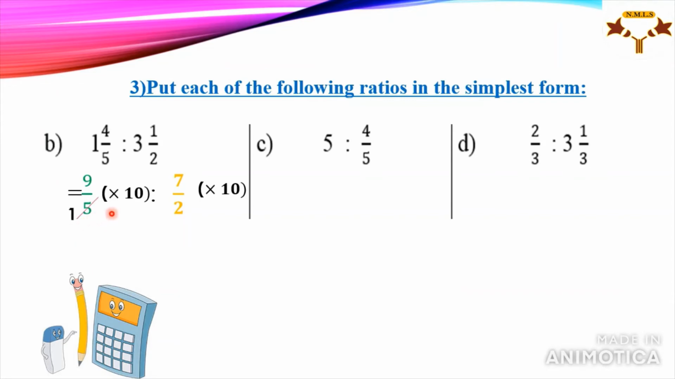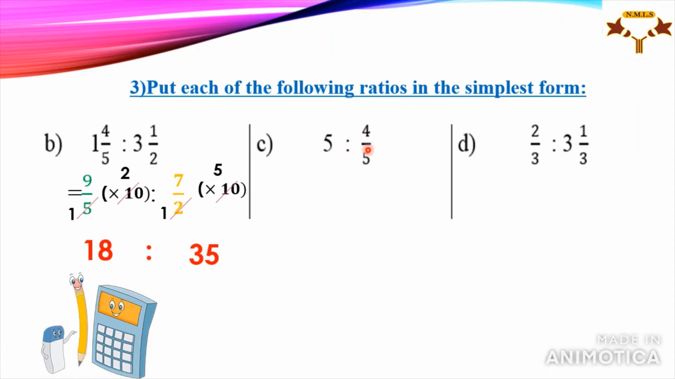5 divided by 5 is 1, and 10 divided by 5 equals 2. The other fraction: 2 divided by 2 is 1, and 10 divided by 2 equals 5. Now multiply the remaining numbers. 9 times 2 equals 18, and 7 times 5 is 35. Now 18 to 35 is in its simplest form.